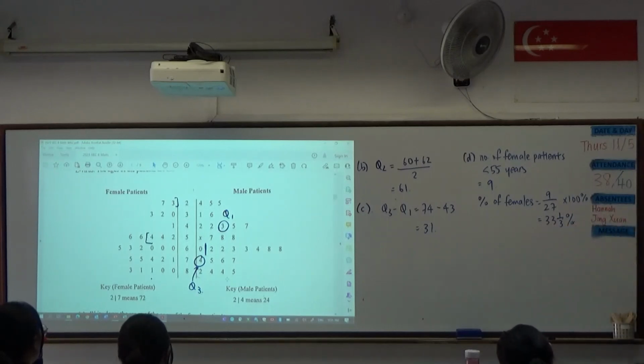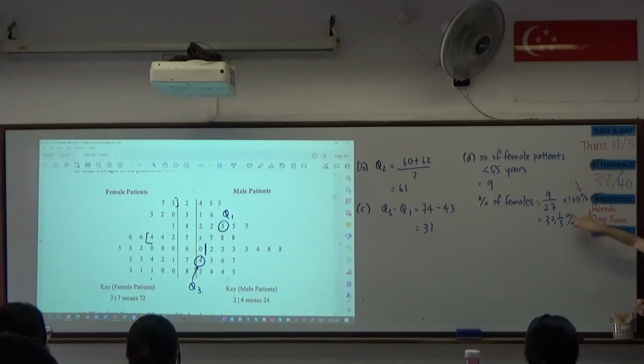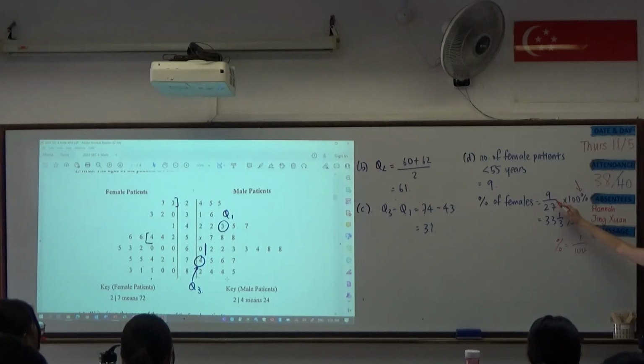Now some of you actually went on to find this percentage, and when you multiply by 100, right? Okay, presentation things to note. Please make sure you multiply by 100%, not by 100. Because by 100%, it means that this entire value is actually a 1. Because percent means that it is equals to 1/100. Right? So I hope that we are very clear about this. 9/27 as a fraction, changing it into percentage, we must times 100%.